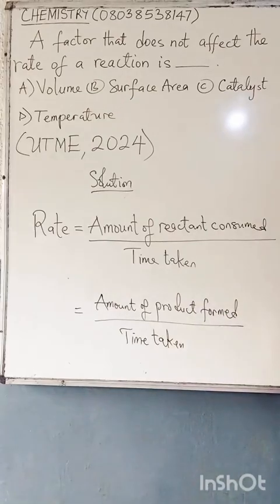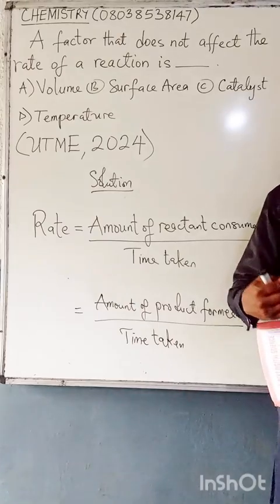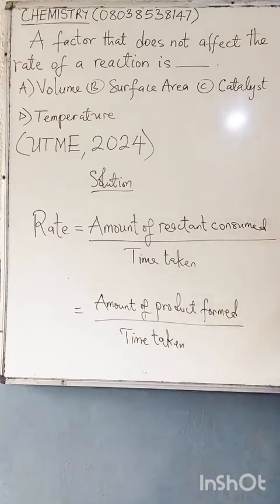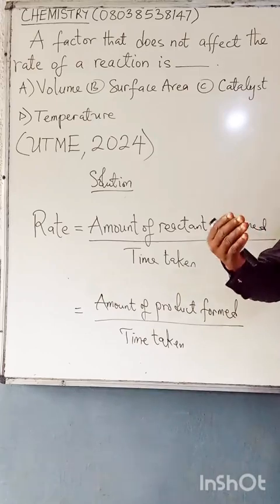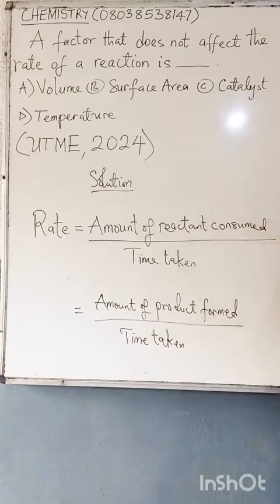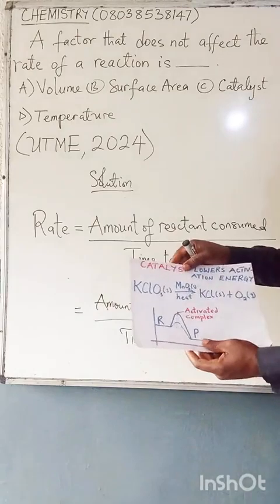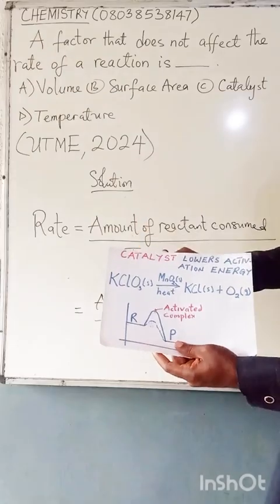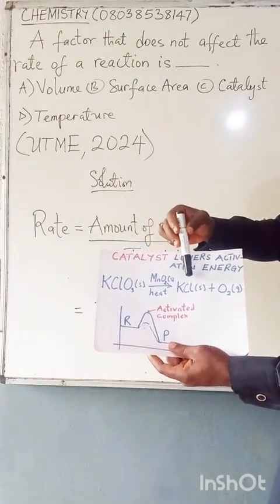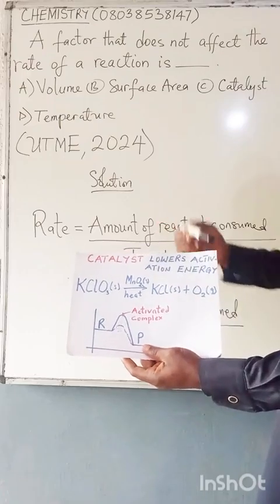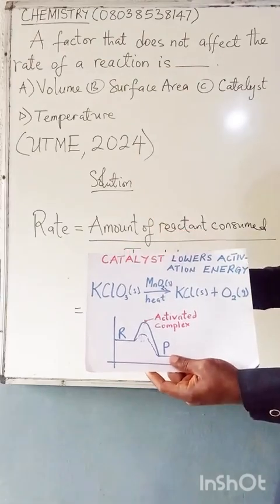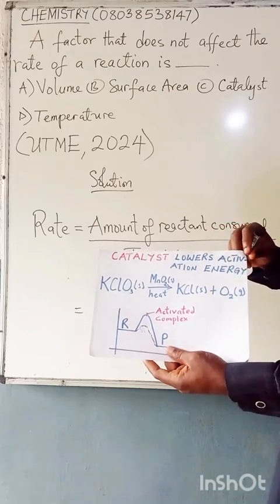What does a catalyst do? A catalyst is a substance which increases the rate of a chemical reaction. A catalyst is a substance which either increases or decreases the rate of a chemical reaction. Do you understand? Look at this equation here. This chemical reaction here, where potassium chlorate(V) is decomposed to give us potassium chloride and oxygen. Did you notice what is on the arrow? MnO2. This MnO2 is serving as a catalyst.